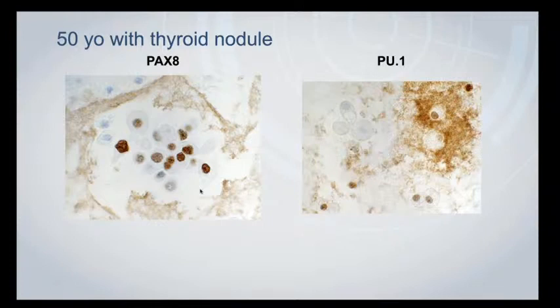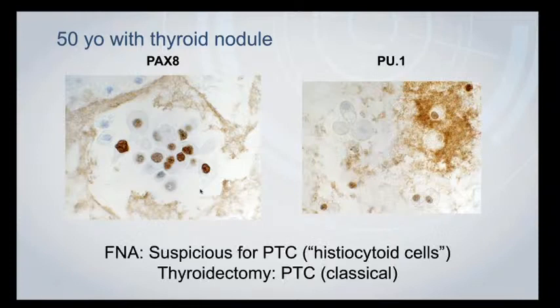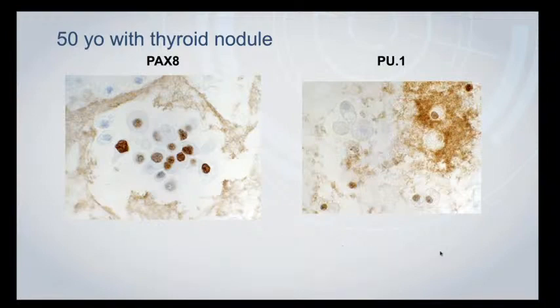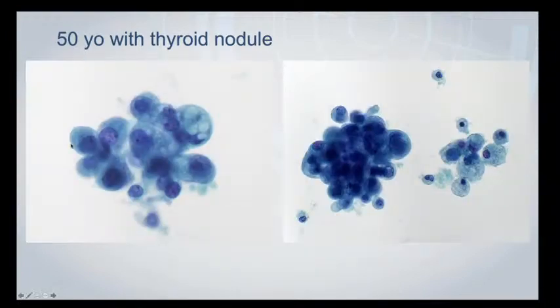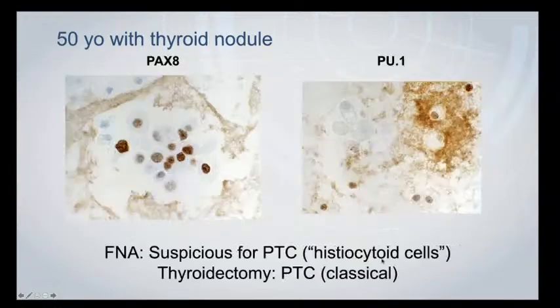Now, if you've seen these cases before, you might recognize this as something that we call histiocytoid cells in papillary thyroid carcinoma. This is a cytologic term. This is not a WHO recognized variant of PTC. It's not even a histologic variant of or term used for papillary thyroid carcinoma, but it was introduced in the cytology literature to describe these very histiocytoid, atypical looking cells that often turn out to be papillary thyroid carcinomas. And this one histologically was just a classical papillary thyroid carcinoma.